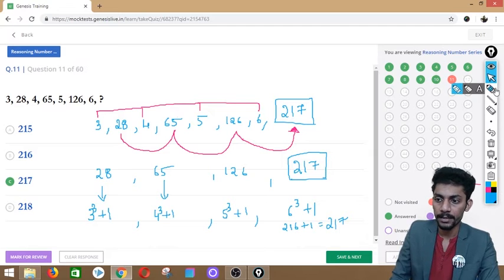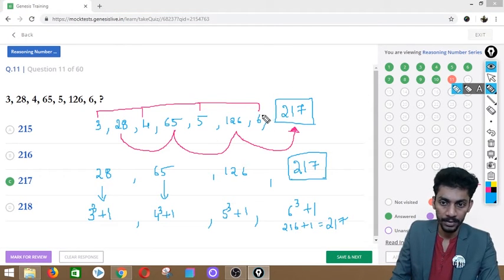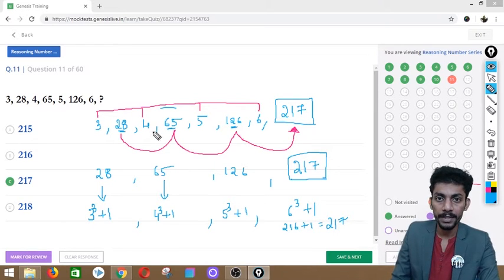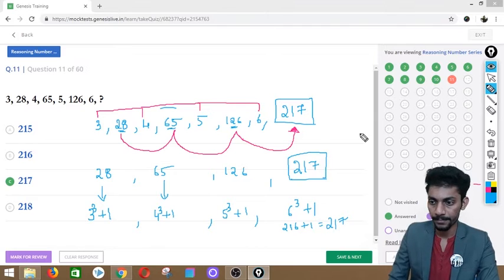Okay, what I have done here is, the first alternate pattern you have is 3, 4, 5 and 6. That is not necessary because you have to find the next term. The next alternate terms start from 28, 65, 126 and dash. So all these numbers are close to perfect cubes: perfect cube plus 1, perfect cube plus 1, perfect cube plus 1. So the answer is 6 cube plus 1, that is 217. Option C. Clear?